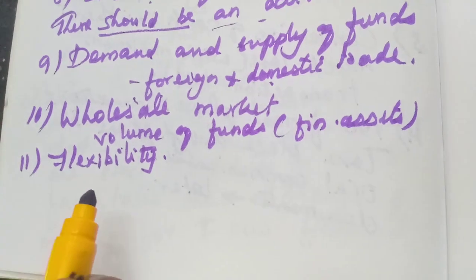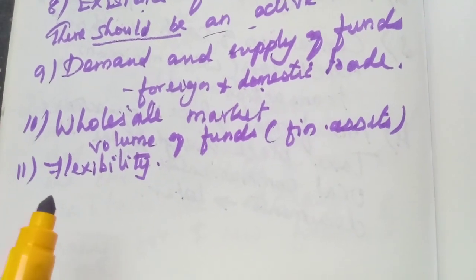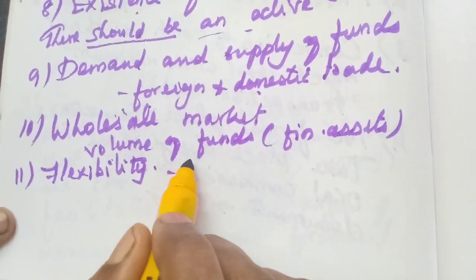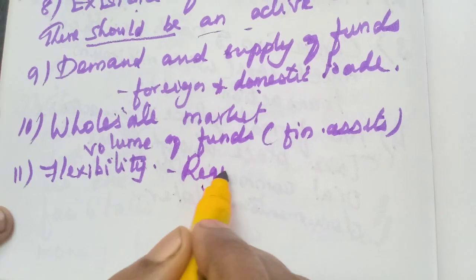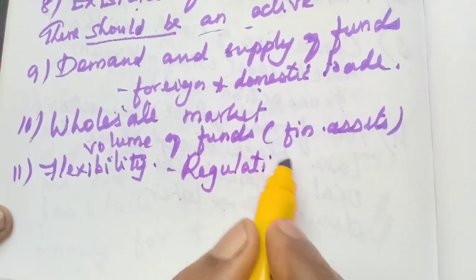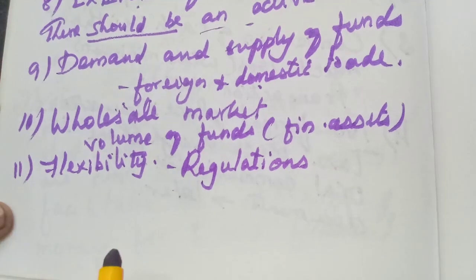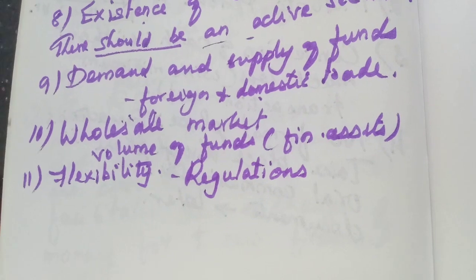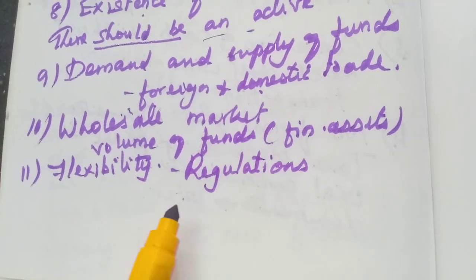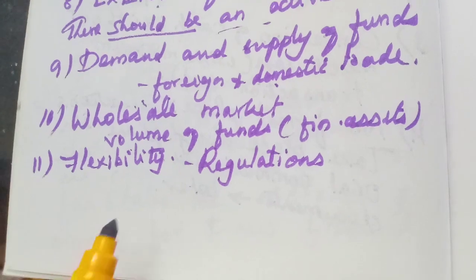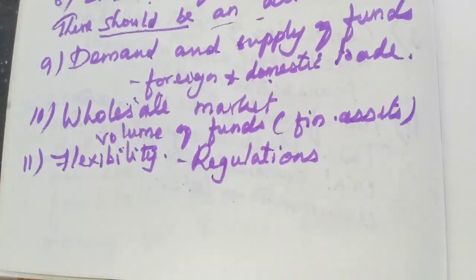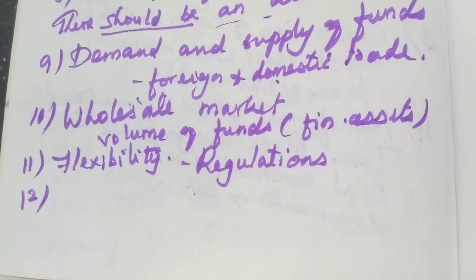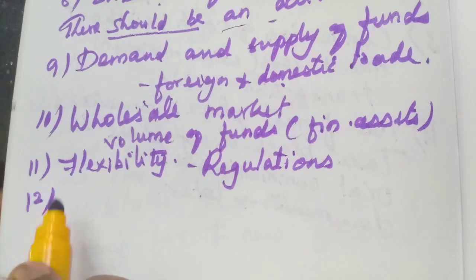So here what is the flexibility they have? There is great flexibility in regulations. They can make some changes in the regulations. So there is more flexibility in the rules and regulations of the money market. Understood? The last one is the presence of a central bank.